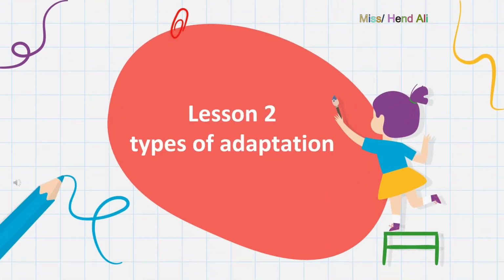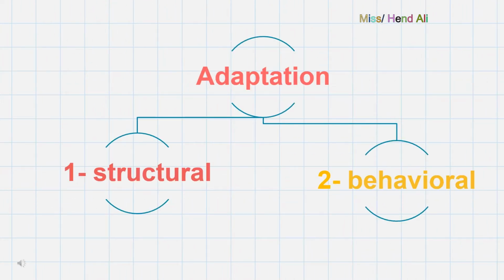Lesson 2 is talking about types of adaptation. Now we will learn about types of adaptation. There are more than two types of adaptation, but in this course we will learn only about two types of adaptation. The first one is structural adaptation.